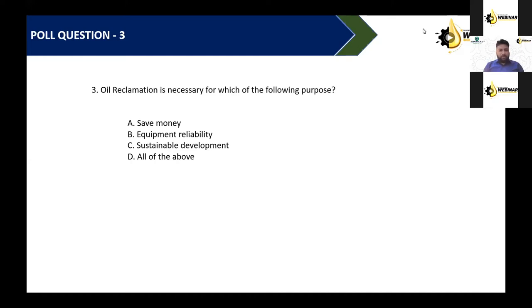We have a poll question, and the poll is on your screen, gentlemen and ladies. Oil reclamation is necessary for which one of the following purposes? So please chip in with your responses. Whether it is for saving the money, or reliability of the equipment, or sustainable development, or all of the above. What do you feel oil reclamation or oil purification is important for?